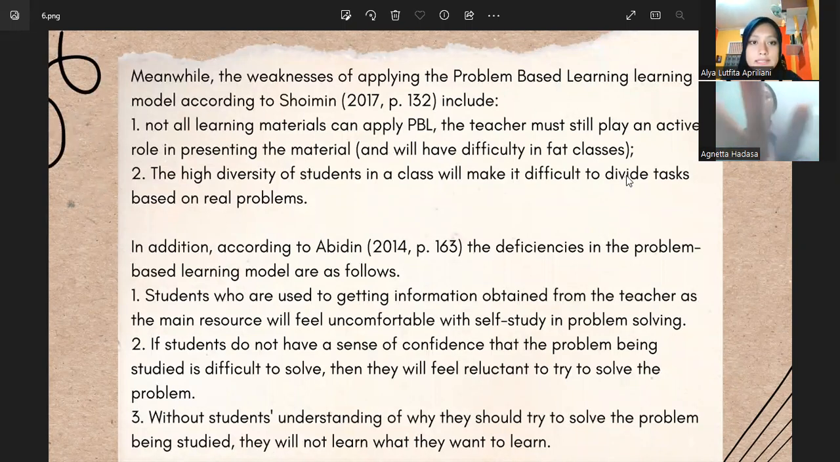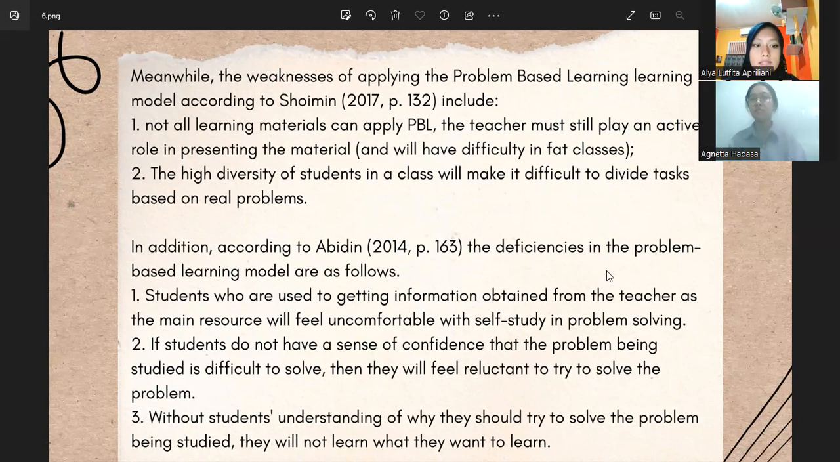Meanwhile, the weaknesses of applying the problem-based learning model, according to Shoimin in 2017, include: number one, not all learning materials can be applied with PBL. The teacher must still play an active role in presenting the material and will have difficulty in large classes. Number two, the high diversity of students in a class will make it difficult to divide tasks based on real problems. In addition, according to Ibrahim 2014, the deficiencies of the problem-based learning model are as follows.